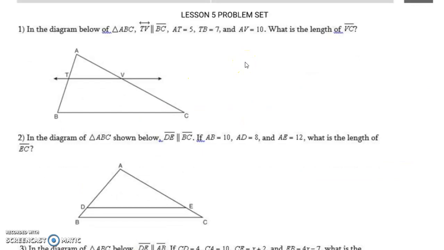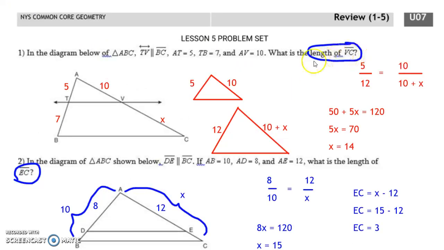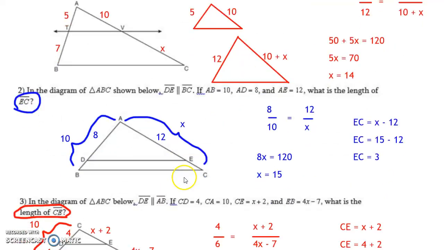Again, pause the video, try these problems, and I will give you the answers as soon as you are ready. In each of these problems, you could have used 2 different methods. You could have used the proportionality method, which you learned about during lessons 1 and 2. Proportionality means the small side over the big side is equal to the small side over the big side. That's what we used here. We also used proportionality here. Small divided by big is equal to small divided by big. We did that again here.